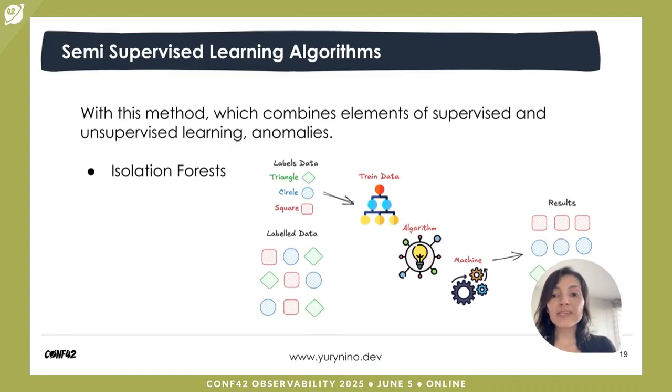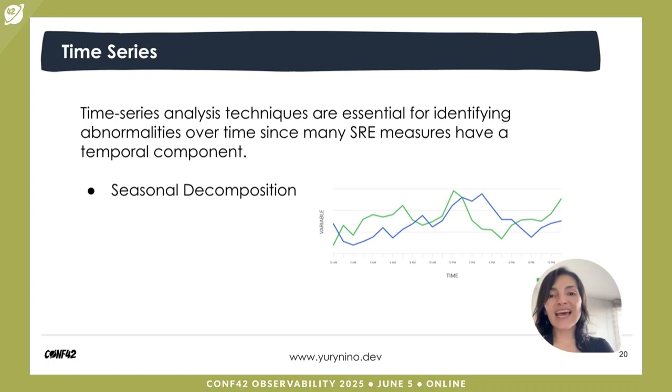And semi-supervised learning algorithms combine elements of supervised and unsupervised learning. Anomalies can be identified by the model, which has been trained on normal data. Isolation forest is a tree-based technique that separates data into subsets in order to isolate the anomalies. Since many SRE measures have a temporal component, that is really challenging for these techniques. So time series analysis techniques are essential for identifying anomalies over time. In seasonal decomposition to find anomalies, time series data is broken down into seasonal, trend, and residual components. I will review more details in the next slides.